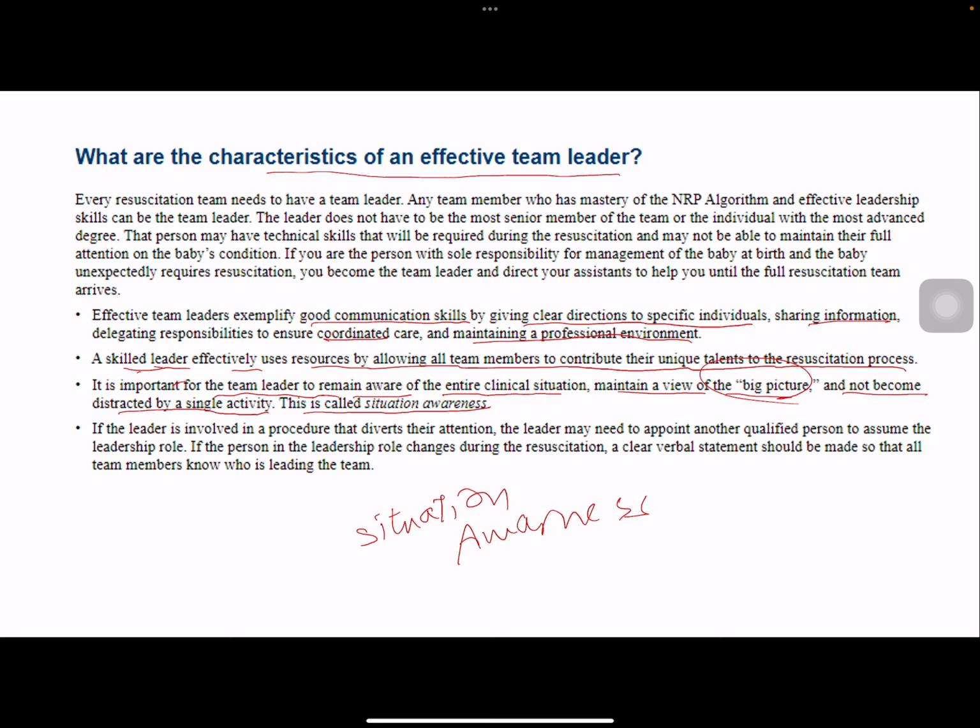So if the leader is involved in a procedure that diverts their attention, the leader may need to appoint another qualified person to assume the leadership role. If the person in the leadership role changes during the resuscitation, a clear verbal statement should be made so that all team members know who is leading the team.